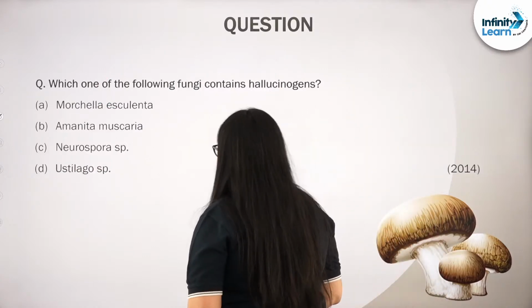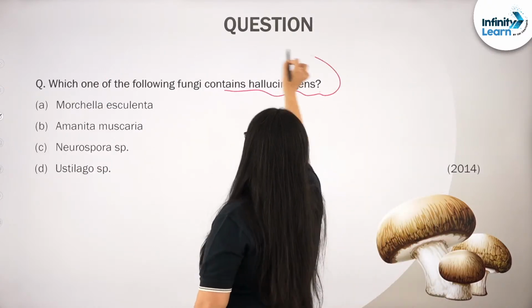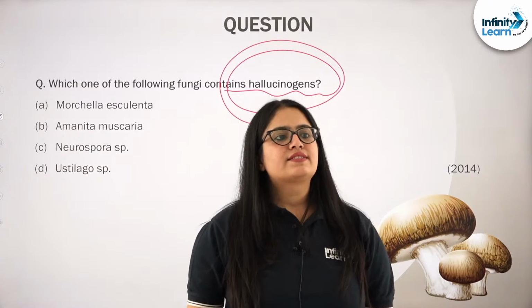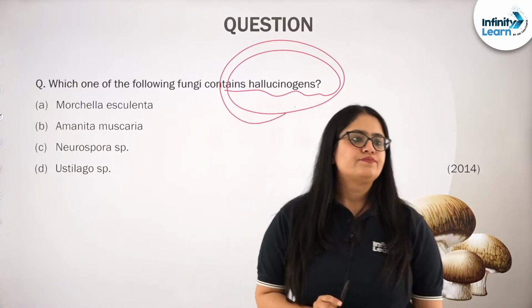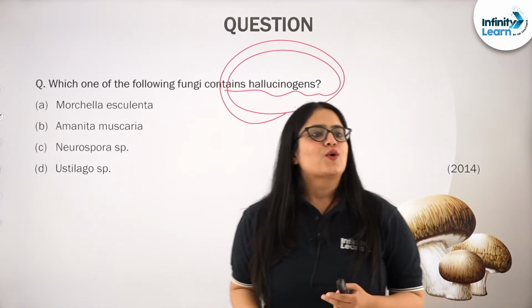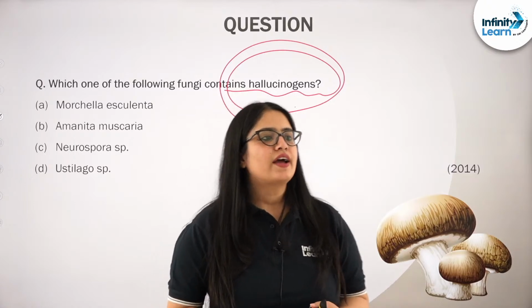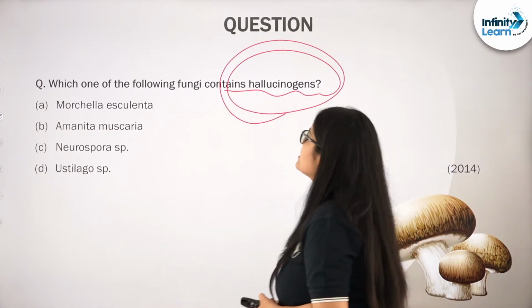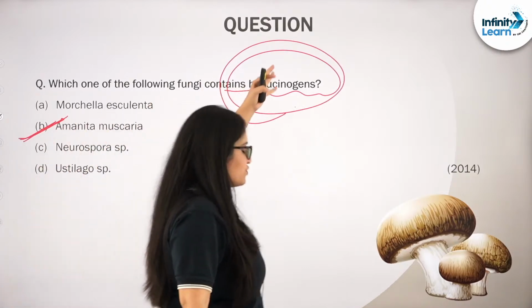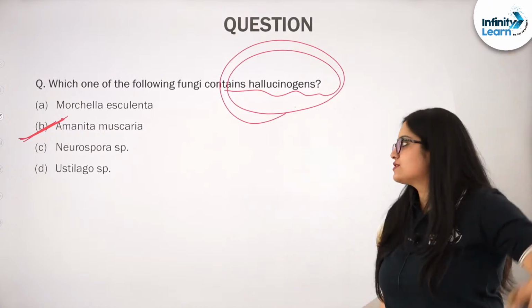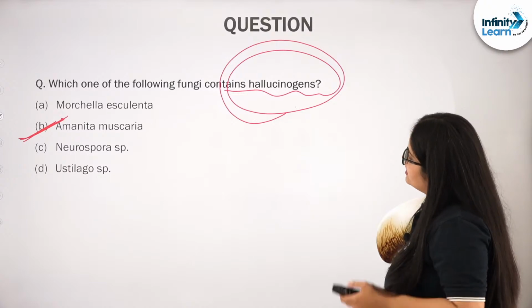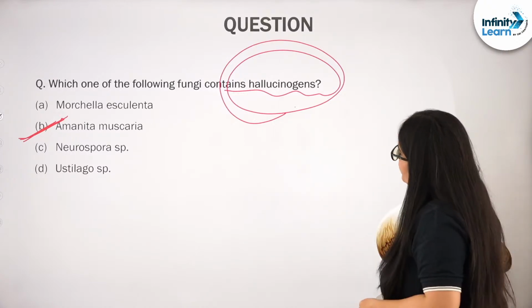Next, which of the following fungi contains hallucinogens? Anyone? Give it a try, my kids. Come on, give it a try. Yes, so it is Amanita muscaria, member of Basidiomycetes. It produces hallucinogenic substances, right? It is a poisonous mushroom. Next question, students. I hope you got this answer. It is Amanita muscaria.